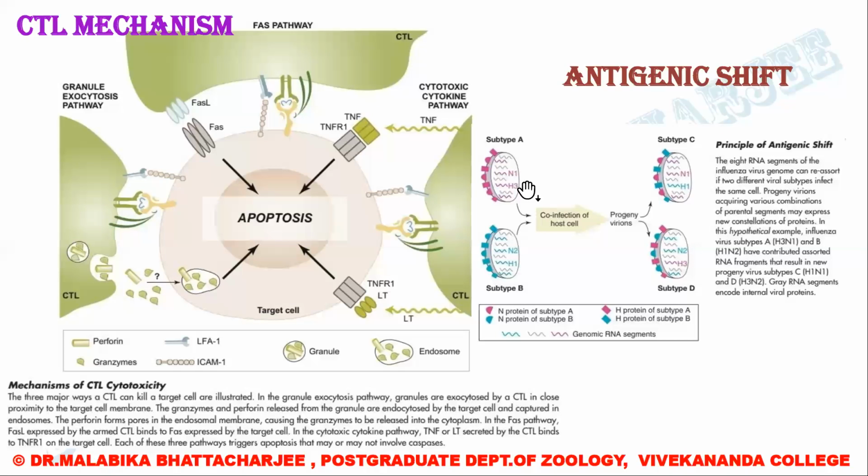So if we look into this picture, we have the N protein and the H protein. And these are the only two recognizable proteins taken to be antigens by our immune system. Now let us look into this hypothetical picture. Suppose this is one influenza virus with subtype A, as you can see, expressing the N1 variant protein and the H3 variant protein. This is the second category of influenza virus, subtype B, expressing the H1 variant of the hemagglutinin and the N2 variant of the neuraminidase.